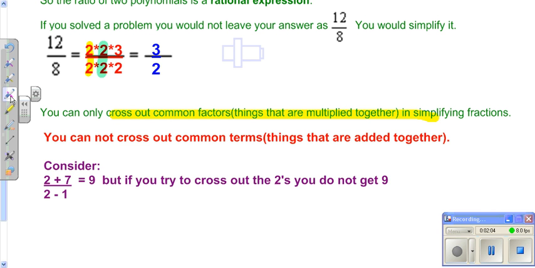However, if you did try to cross out the 2's here, you would not get the 9. You would get 7 over negative 1, or negative 7, something totally different. So you cannot cross out things that are added to the top and the bottom. You can only cross out things that are multiplied to the top and the bottom.